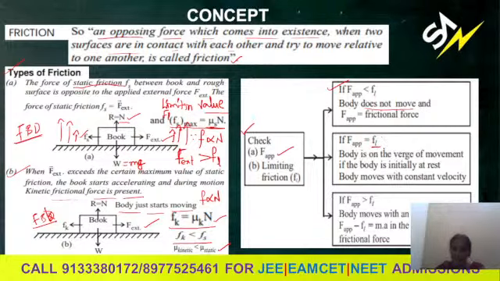If the applied force is equal to the limiting friction value, the body is on the verge of movement, meaning it is about to move. If the body is initially at rest, it moves with constant velocity. If the applied force, or external force, is greater than the limiting friction, which is the maximum friction, then the body starts accelerating, moving with an acceleration. Then we can find the acceleration of the object with this formula.